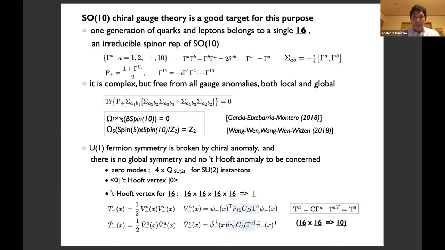In this respect, SO(10) chiral gauge theory is a good target for this purpose for the following reasons. One generation of quarks and leptons belongs to a single 16-dimensional irreducible spinor representation of SO(10). It is defined by the gamma matrices of SO(10), defined like this, and the generator is defined like this. This spinor representation is reducible, and the 16-dimensional irreducible representation is obtained by the chiral projection with gamma 11. It is complex, but free from all gauge anomalies, both local and global. Because of the property of the spinor representation of the generator, we have this relation, which means the perturbative gauge anomaly is canceled.